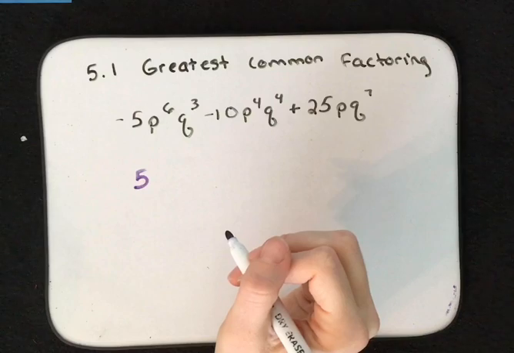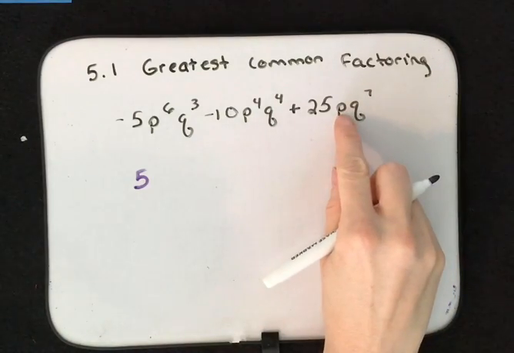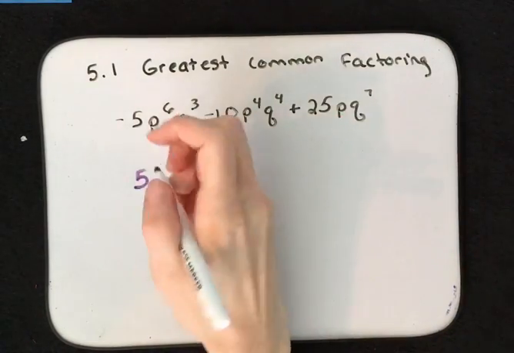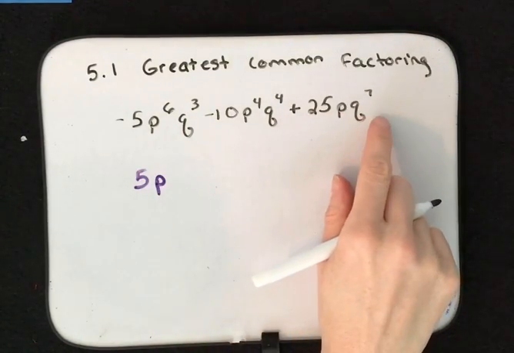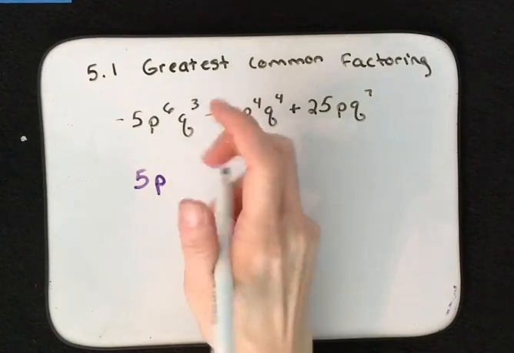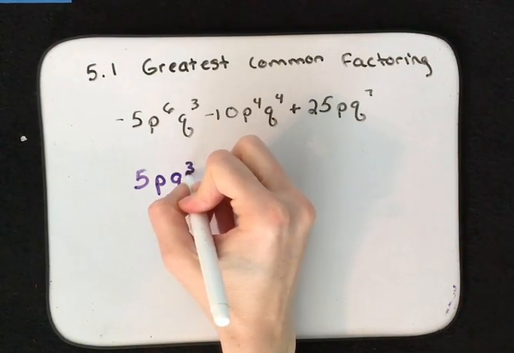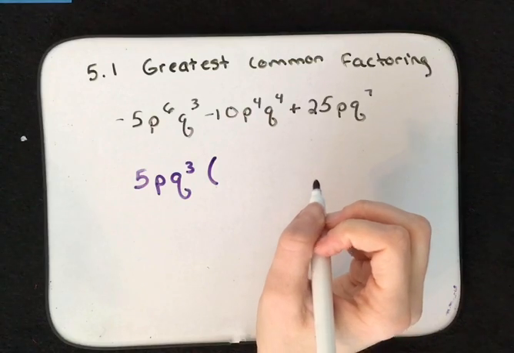And then let's look at the p's and the q's. Well, this one only has one p. So these have more, but that means I can only take 1 from each one. Here I have q to the 7, q to the 4, q to the third, so that looks like I can only take 3 from each. So let's see what's left over.